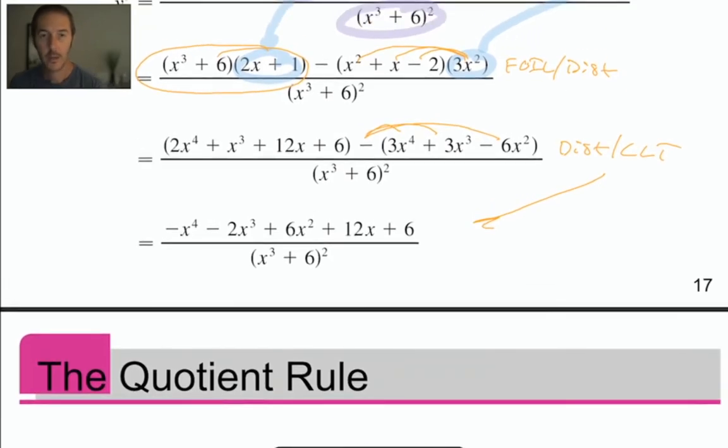And that's it. If it were possible to factor the numerator and cancel it out with a factor of x to the 3rd plus 6 from the denominator, we would. It's very infrequent that that happens, but you're welcome to glance at it and see if that's a possibility. Otherwise, you're putting a box around that as your final answer.